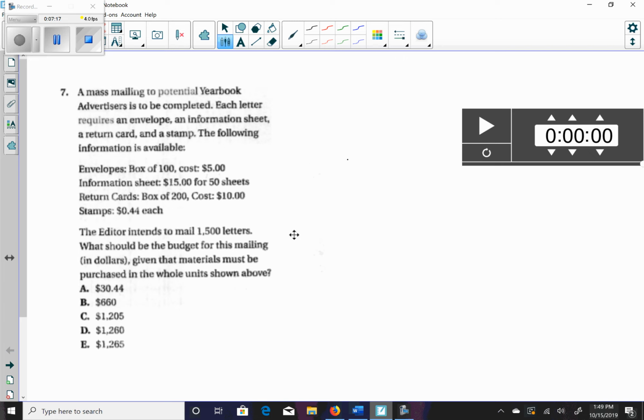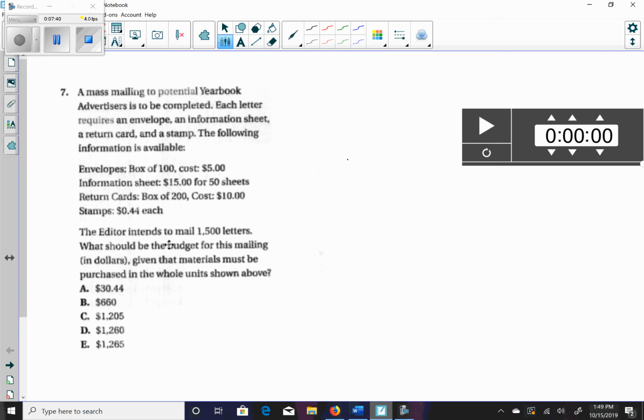So the first one, you're doing a mass mailing and you have costs and you want to figure out what your budget would have to plan in order to make this mailing happen. So we have 1,500 letters that we intend to send and we want to see how much it'll cost. The first thing, I need envelopes, information sheets, return cards, and stamps. So I have those all listed here.